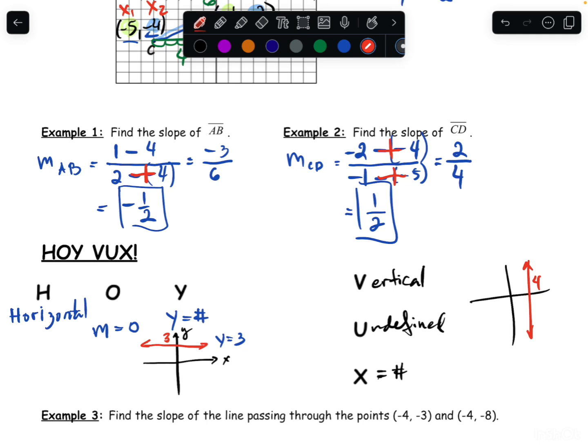Now this is a vertical line with a slope. Let me put it back here. The slope is undefined. Okay, so my slope is undefined, and my equation is going to be y is equal to 4. Oh, sorry, x equals 4. My mistake. x is equal to 4.